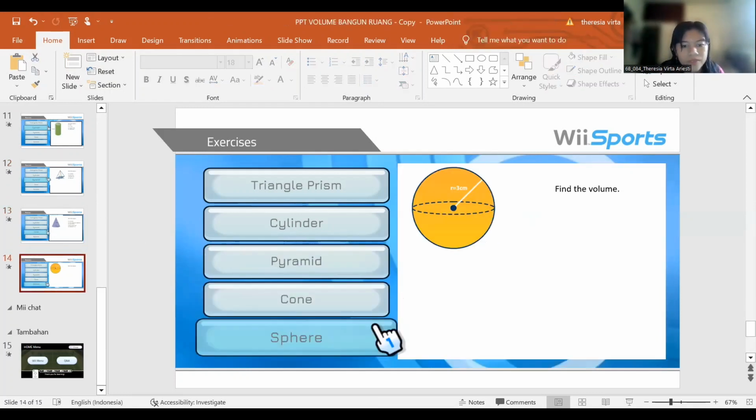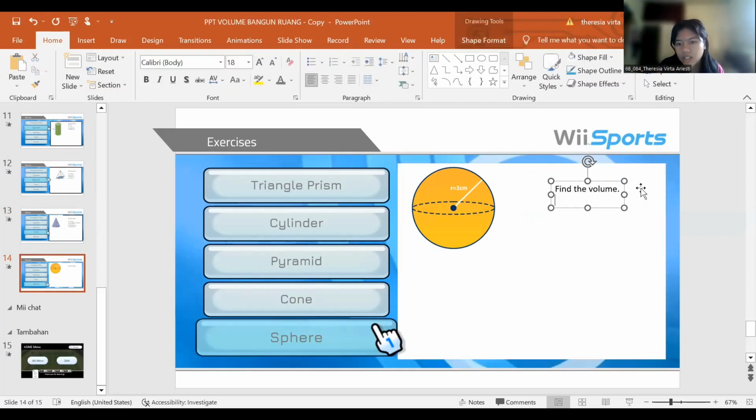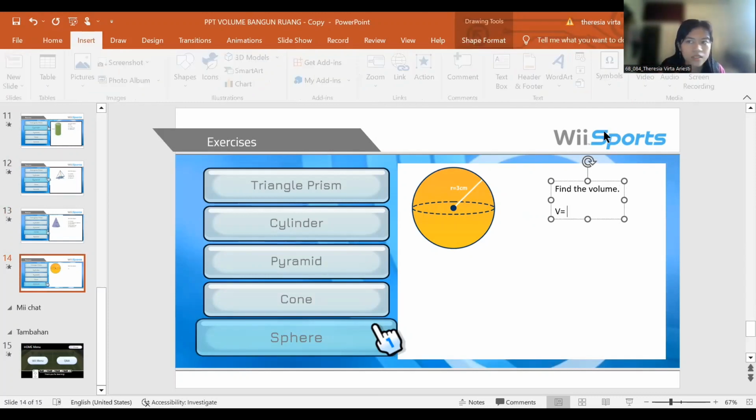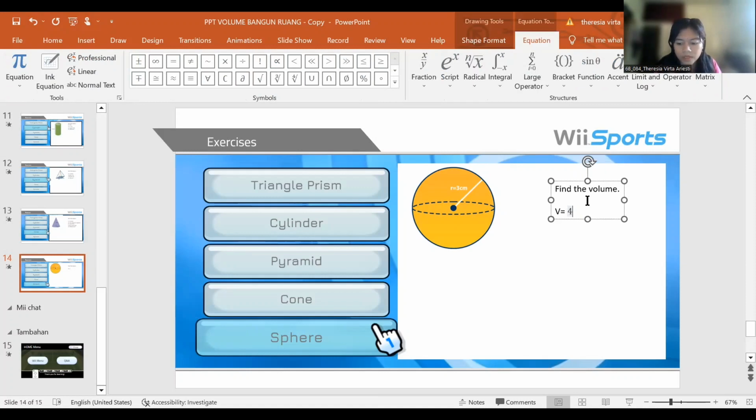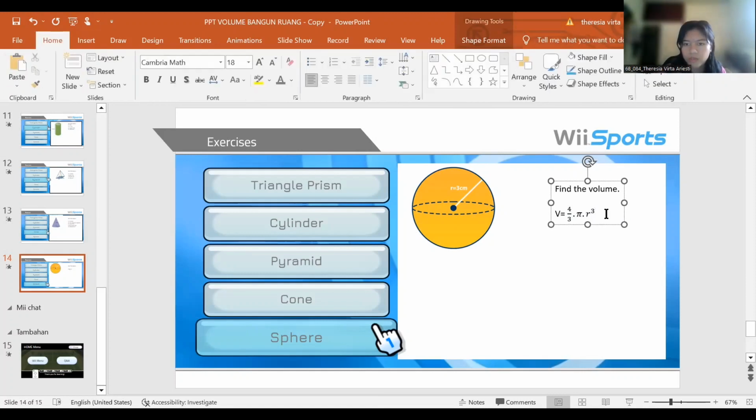Now we're going to the sphere. It has a different formula from the pyramid, cone, prism, and cylinder. It's different. So the full formula of the sphere is 4/3 cross pi cross radius, radius, radius cubic. That's the full formula of the sphere.